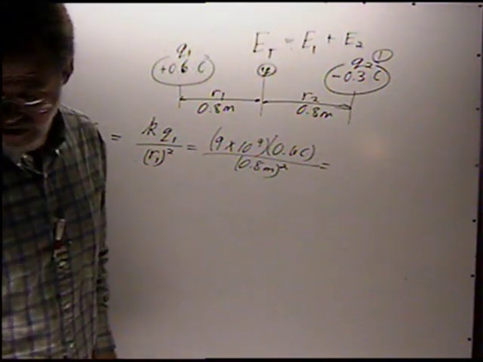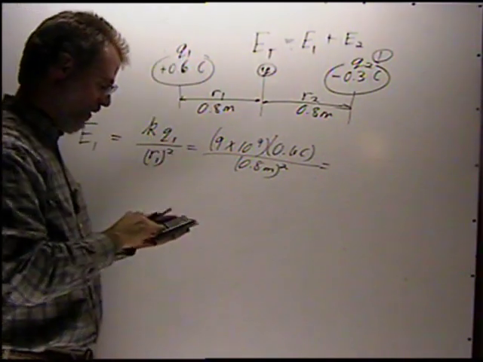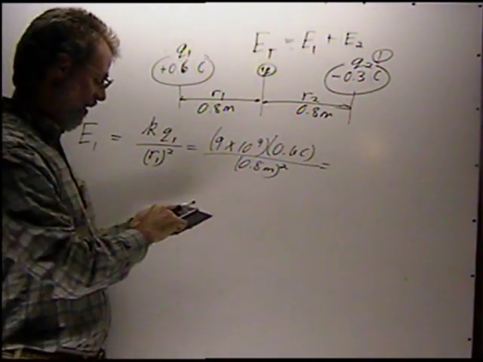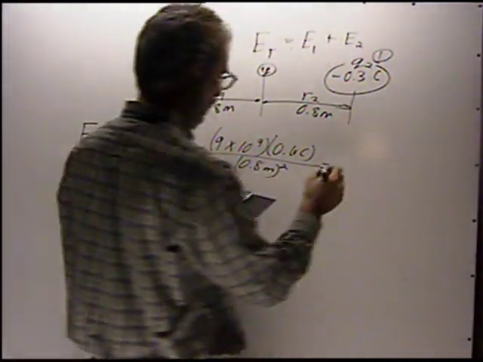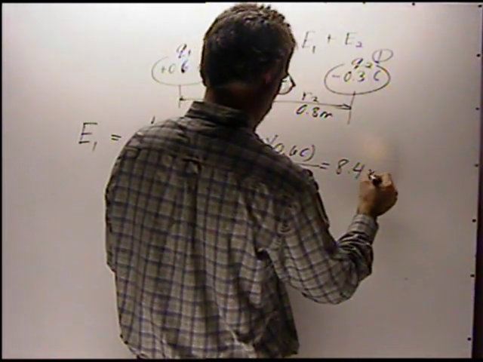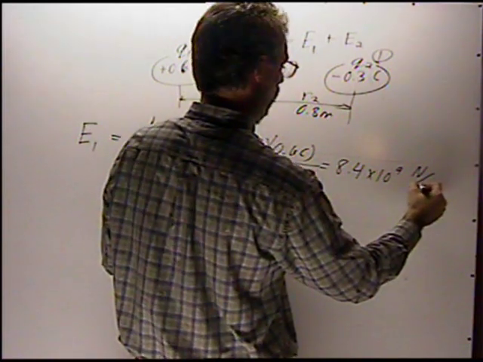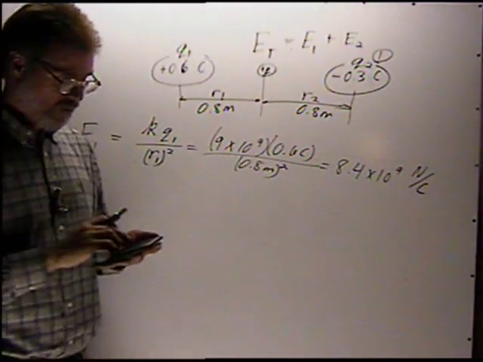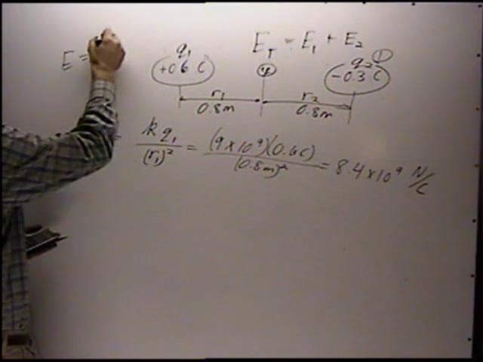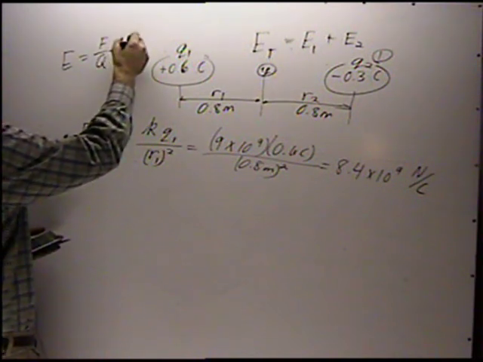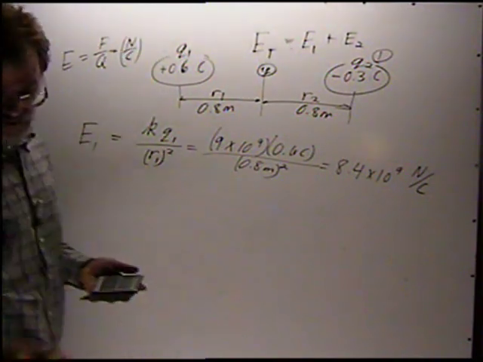So the size of the electric field right here from Q1 is 9 times 10 to the 9th times 0.6 divided by 0.8 squared, and we get 8.4 times 10 to the 9th, and it's newtons per Coulomb. Notice how we get that: remember, the electric field is the force divided by Q, so that's in newtons divided by a Coulomb in units. So that's E1.